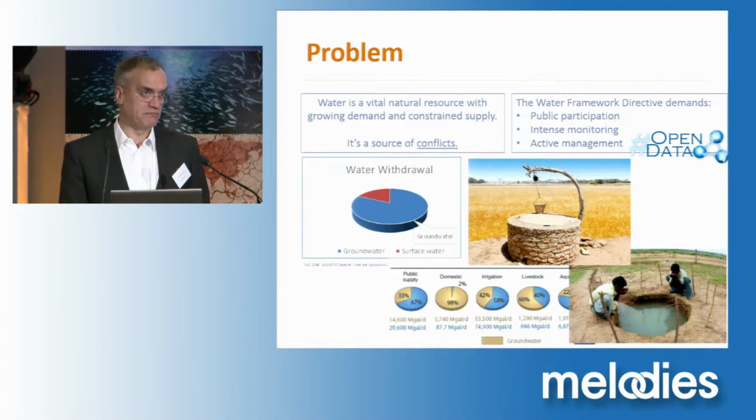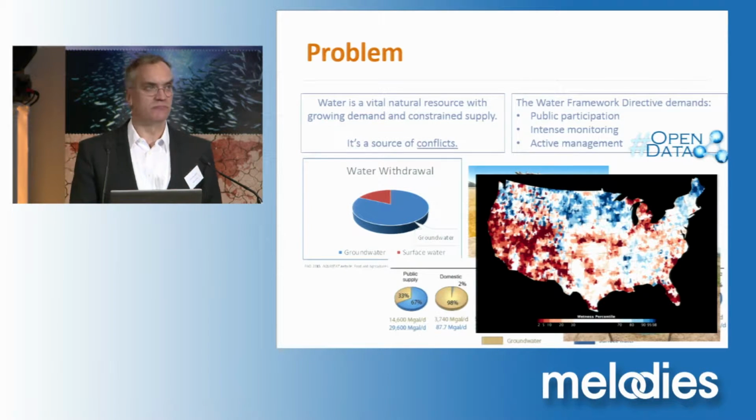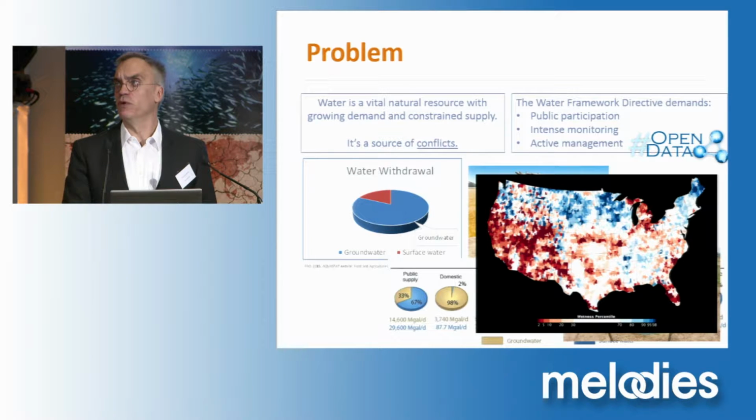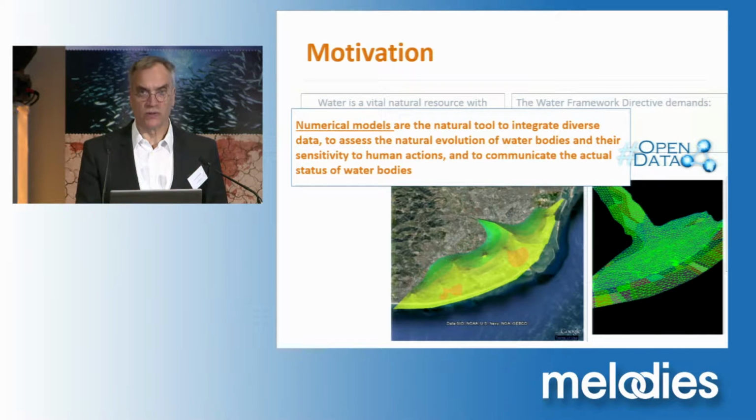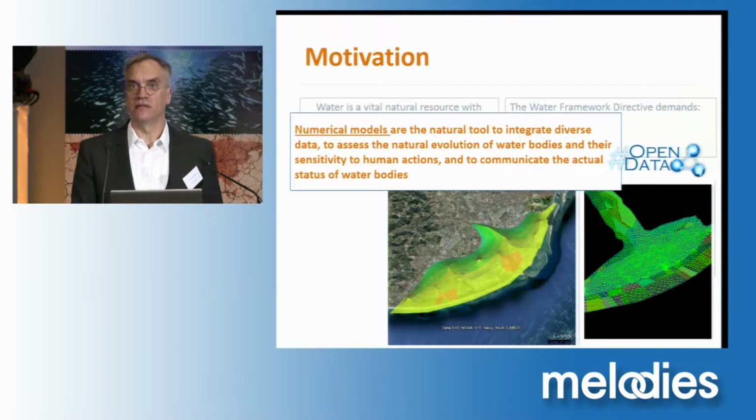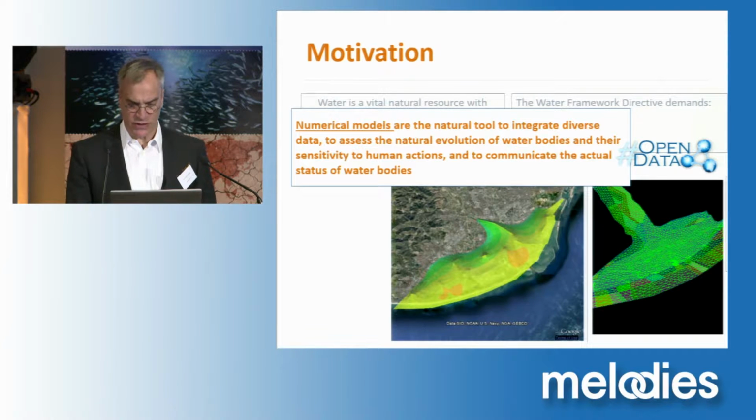There have been attempts to check it from remote sensing from satellites like GRACE with gravity data, but it's not enough, and it computes the total amount of water, which is useless, and a very coarse grid. So we claim that the only way to have this spatial information about groundwater is to use numerical models so that we can assess the natural evolution of water bodies.